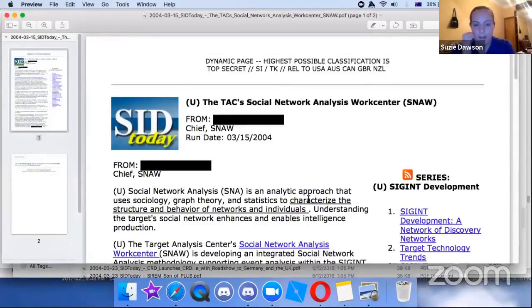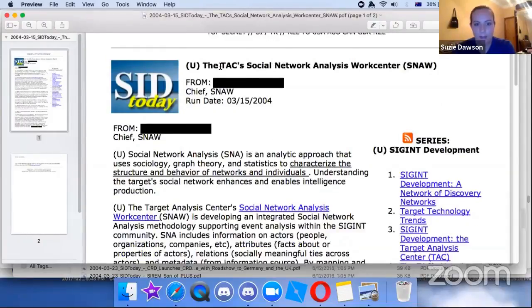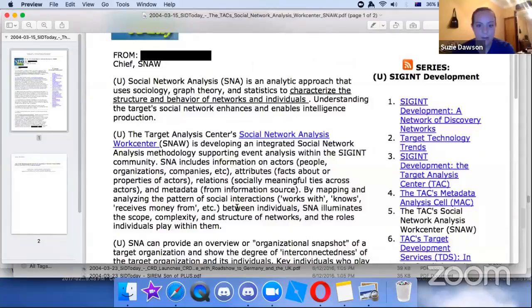Aha. This is so good. I love how they have separate documents giving more details about this target analysis center stuff, because for me, this is extremely fascinating.